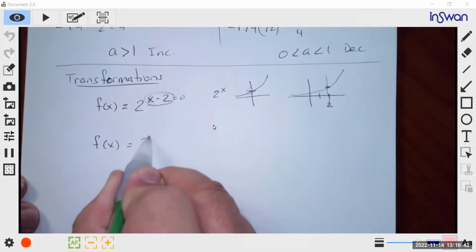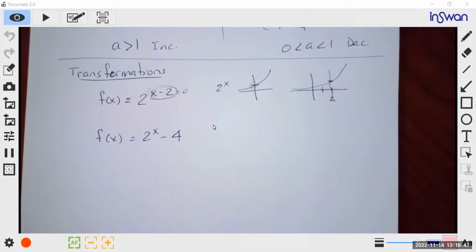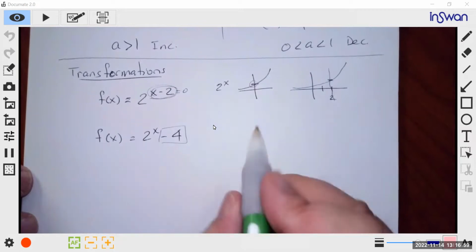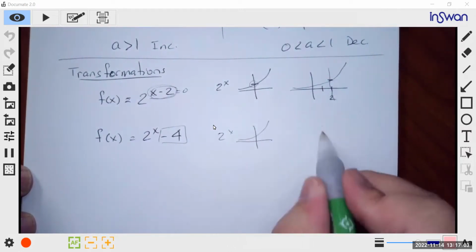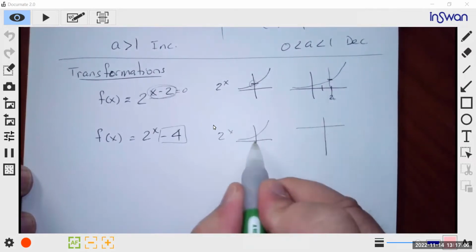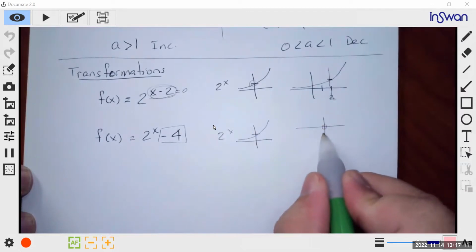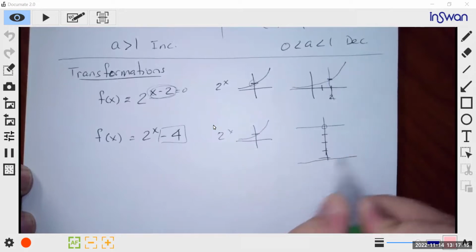As opposed to this. Does it affect the x or does it affect the y? So this is a vertical shift. The original graph is 2 to the x. But I now have to shift it down 4 spaces. From my origin, I move it down 4 spaces. 1, 2, 3, 4. There's my new origin.